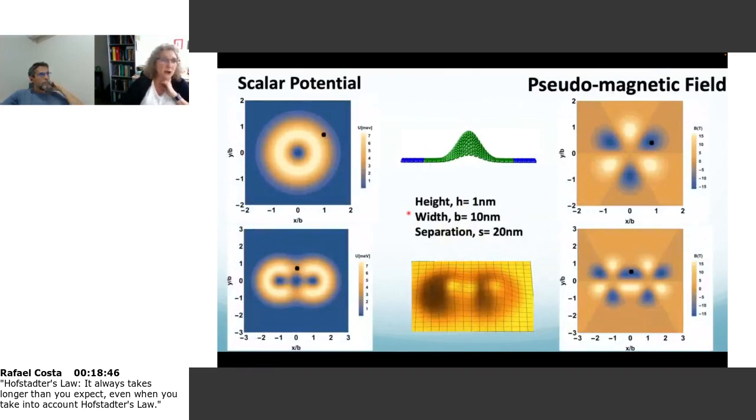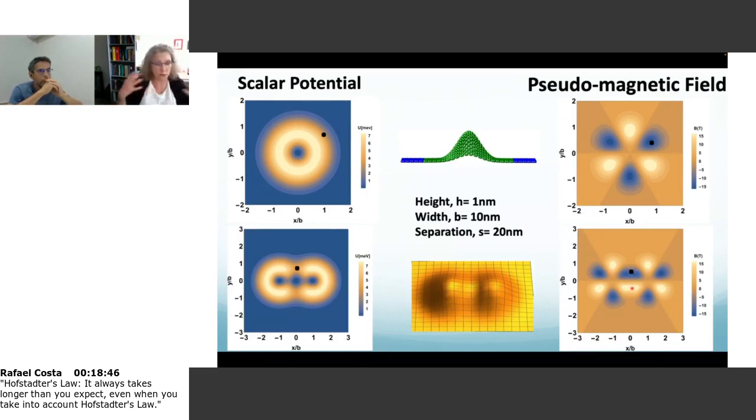So in this slide, I am showing the pictures for the shape of the scalar potential and the pseudomagnetic field for one isolated deformation and for two deformations. As expected, you lose the rotational symmetry that you had before, because you are selecting one direction in space by the direction in which you put these two things together. But in addition to that, you are increasing the magnitude of the fields in the overlap region.